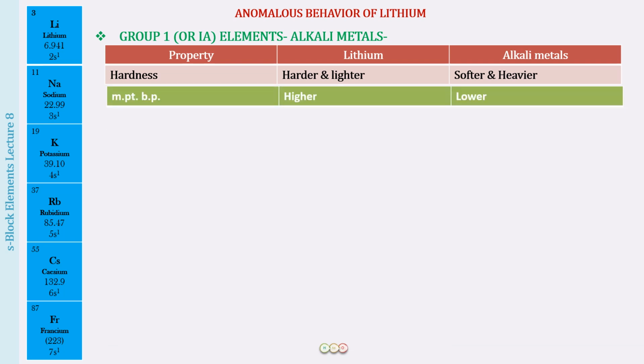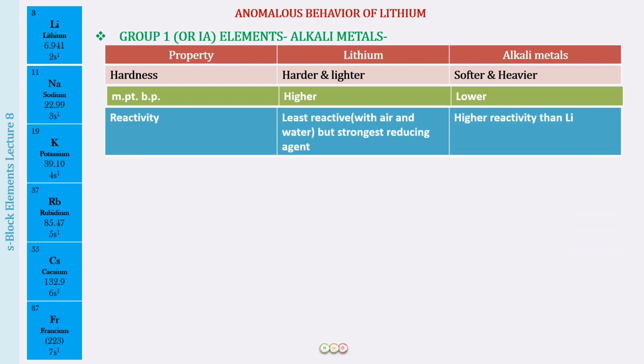The next we have is the melting points and the boiling points. Again, the strong metallic bonds are difficult to break in the case of lithium. So lithium will have the highest melting point and boiling point. Down the group, the melting points and boiling points decrease. Then we have the reactivity. Lithium is the least reactive, especially if we talk about the reaction with air and water.